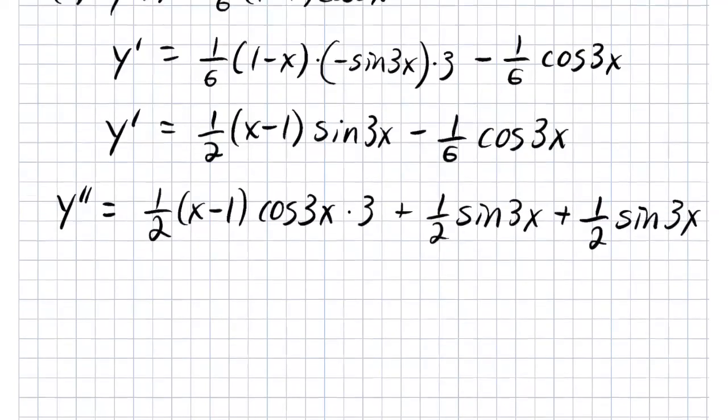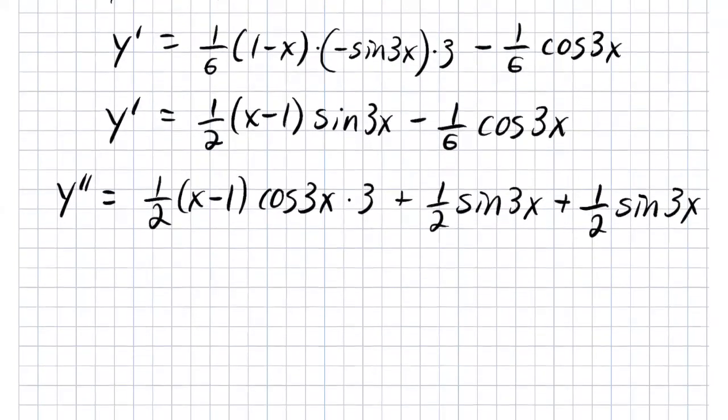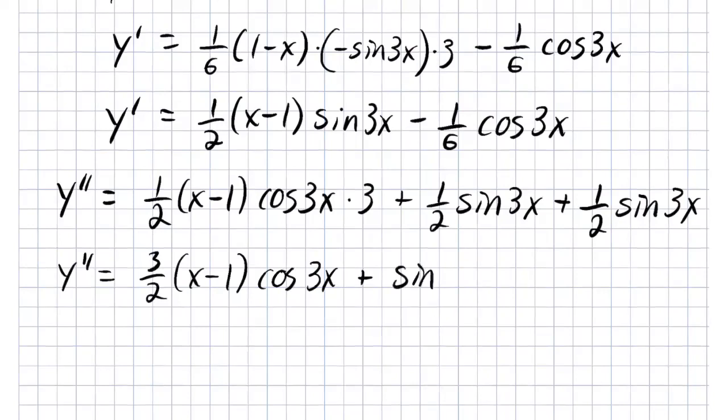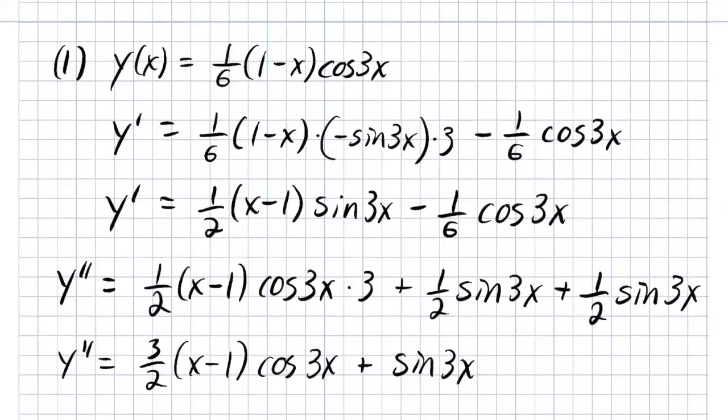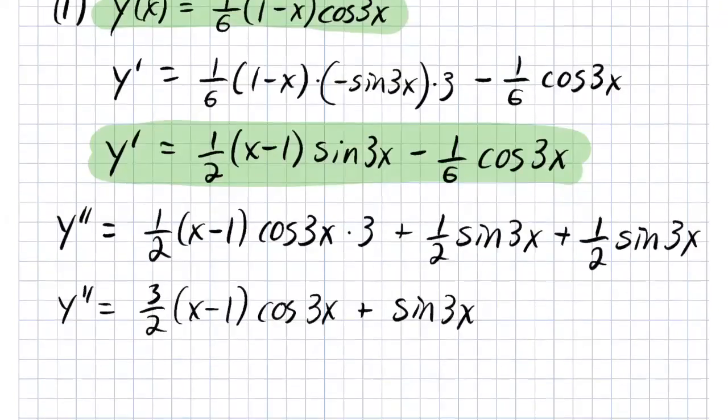All right, does this simplify at all? It does. So this will be 1/2 x minus 1 cosine 3x. Actually, there's another 3 there, so it's 3/2. And then plus sine 3x. Okay, let's just highlight what we need here. We've got the original function, we have its derivative, and then we have its second derivative.